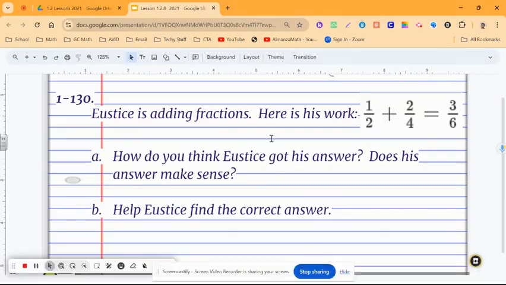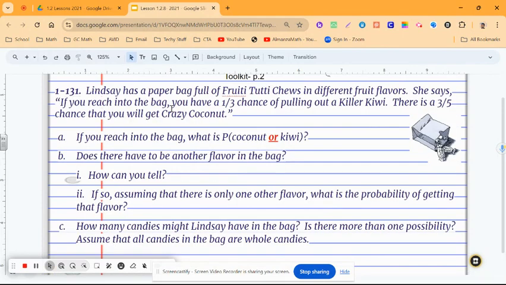So moving on to the next problem. Lindsay has a paper bag full of Fruity Tooty Chews in different fruit flavors. She says if you reach into the bag, you have 1/3 chance of pulling out Killer Kiwi, and there's a 3/5 chance that you'll get Crazy Coconut. So we want to find out first is, what is the probability of getting coconut or kiwi?